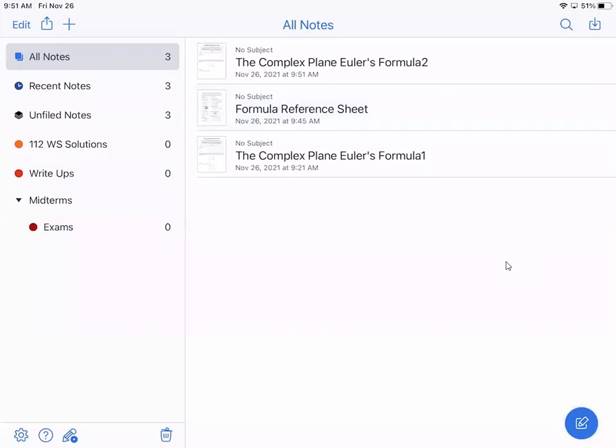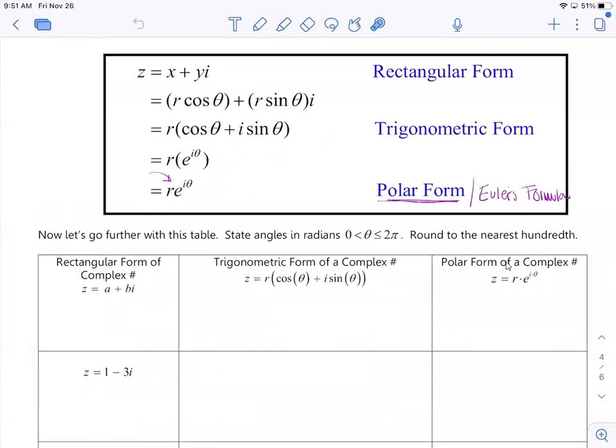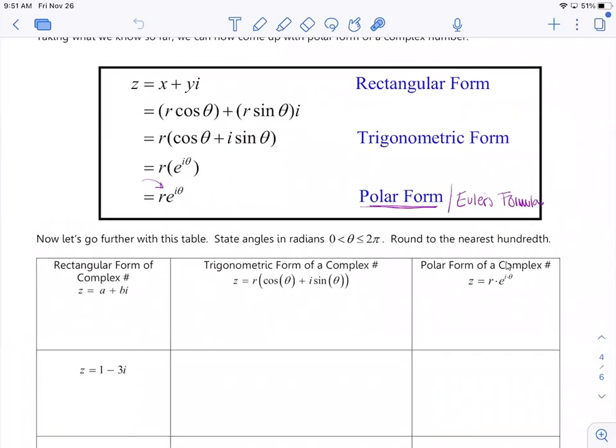So once again, we're just going to go between two different forms. Here, this is saying we want all the angles between 0 and 2 pi, and we're going to round to the nearest hundredths. We did this work already for that trig form. So let's just fill this out. z, we found that to be root 10 cosine 5.03 plus i sine 5.03.